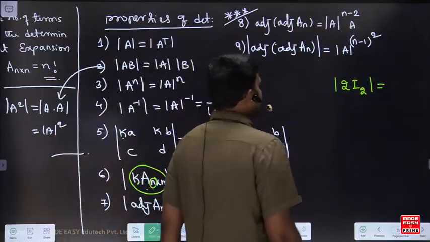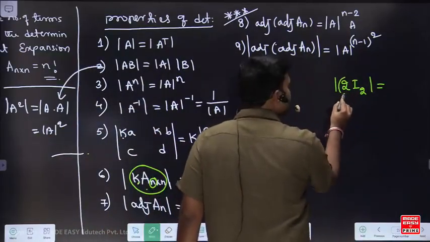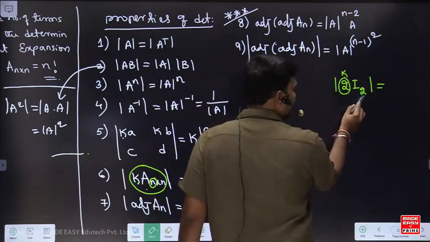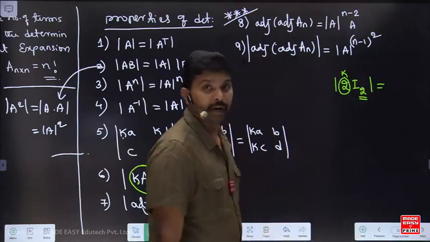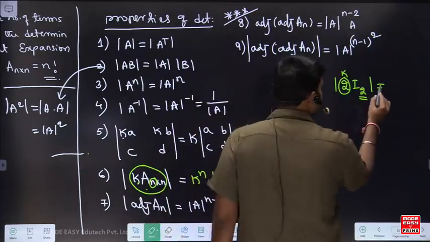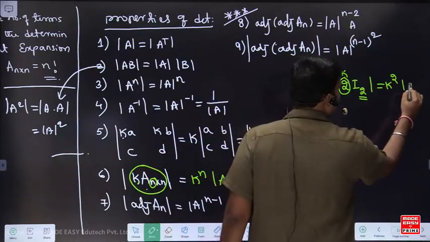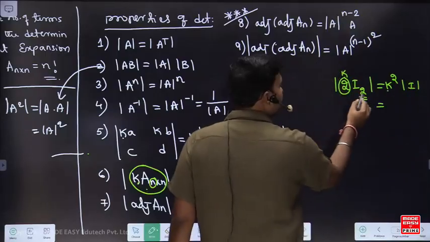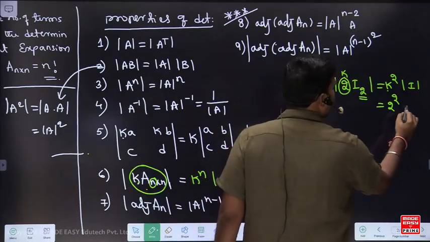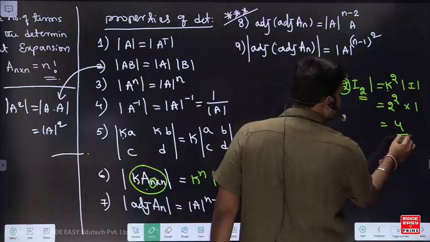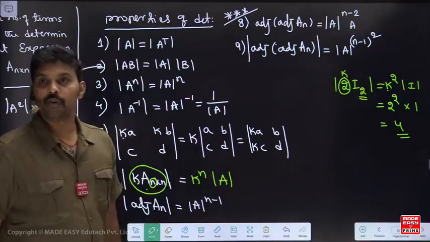Four. Yes. So 2 is a scalar k multiplied to 2 rows of the identity matrix, so it becomes k square of mod I. So what is k here? 2. So it is 2 square into 1. So the answer is 4 here. Yes, 4 is the right answer.